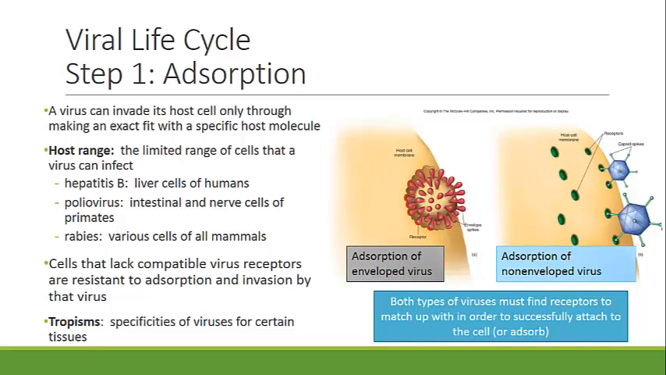So that's good news for the host, right? If you don't have that particular host cell receptor, you're not going to have that virus dock with you, and you won't have the life cycle progress. So adsorption is a really important first step. Now, tropism is the term that we use to describe the specificities of viruses for certain tissues based on this whole matching up with the host cell receptor business.